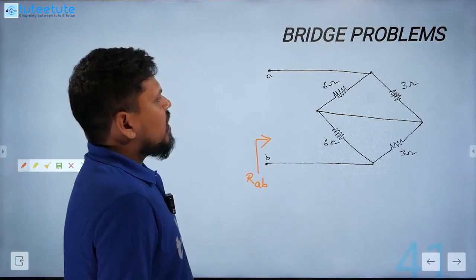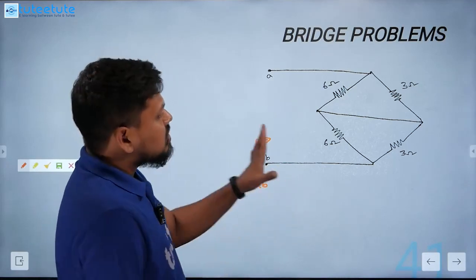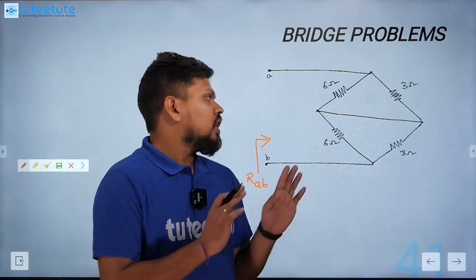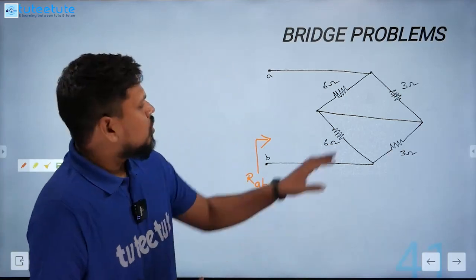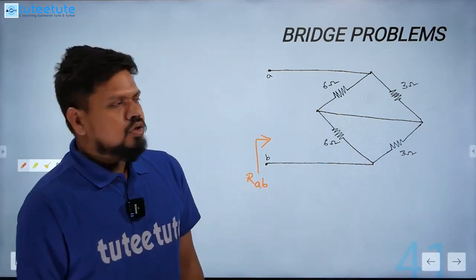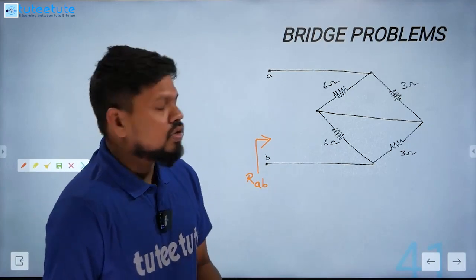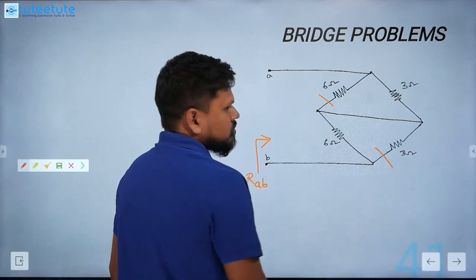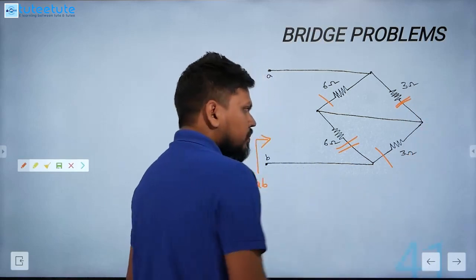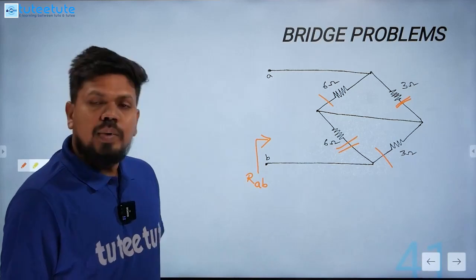Now tell me, whenever you see this directly, what do you have to see? Whether this is a bridge network or not. Just think. We have confirmed this is a bridge network. Two terminals here and between the other terminals, a short circuit is present. So, this is a bridge. Now, we have to check whether this bridge is balanced or unbalanced. So, 6 into 3, 18, equal to 6 into 3, 18. So 18 equal to 18, so the bridge is balanced.